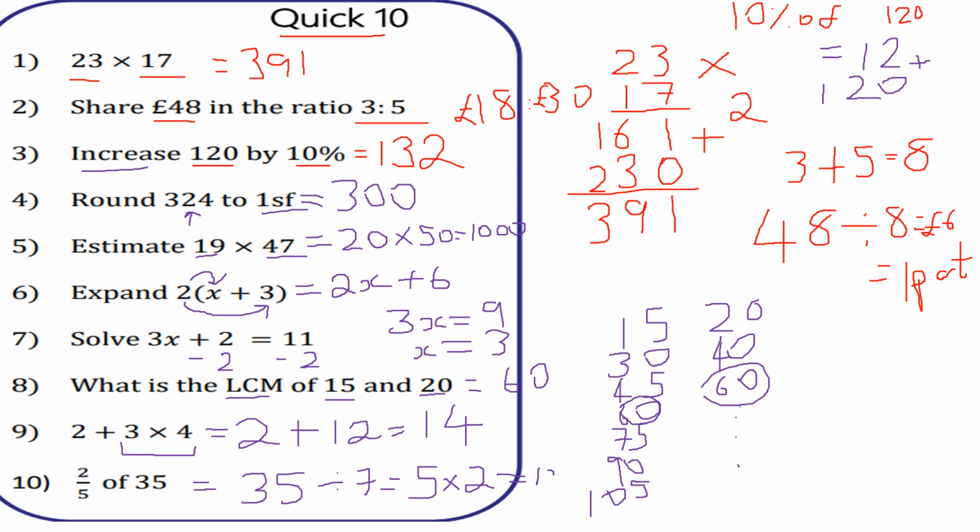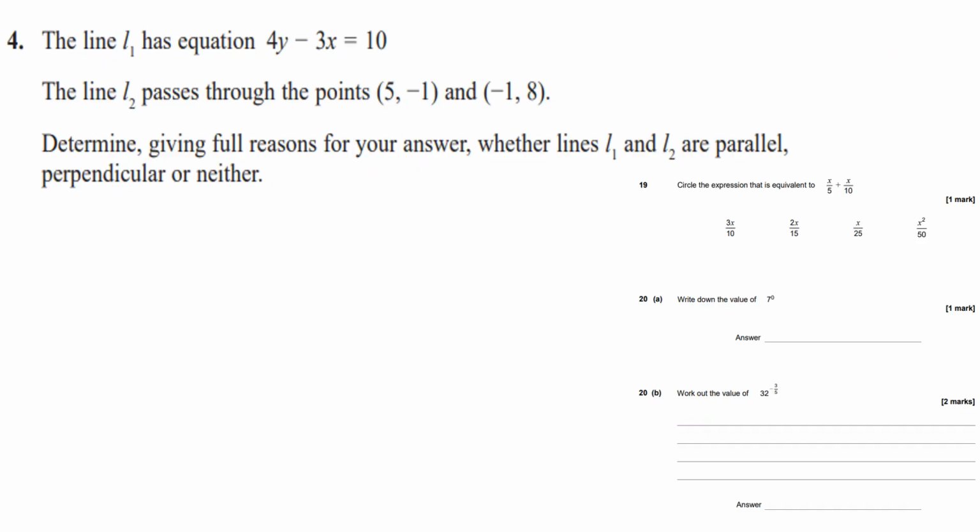Okay, this is what I call a fraction of an amount. I divide by the denominator and then I multiply by the numerator. Okay, divide by the bottom, times by the top. Okay, and that's the end of the first section, guys.